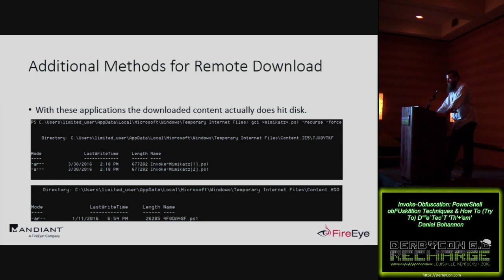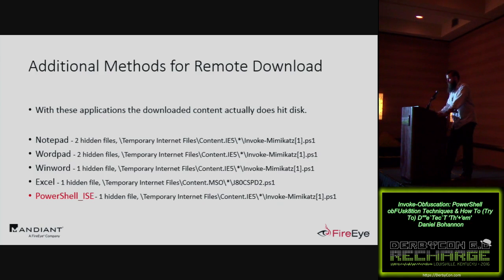So if you ever see .ps1s, or again, whatever the file name is, some of these actually maintain the file name, others create a random name. Excel creates a random name, but it will pull down at least one or two files that do remain on disk. So that's something to look for from a Yara or IOC perspective. You may find PowerShell scripts there.